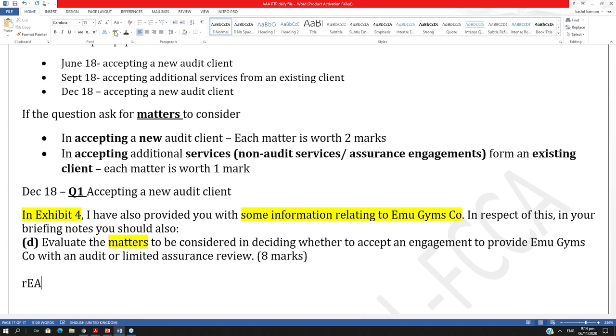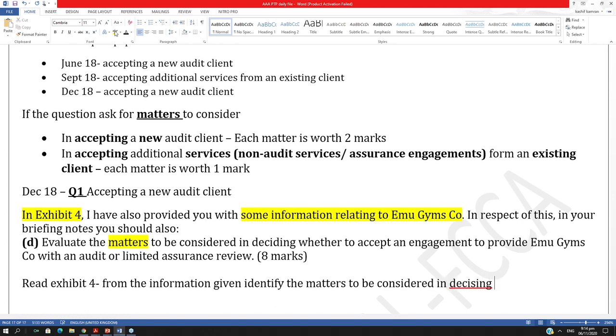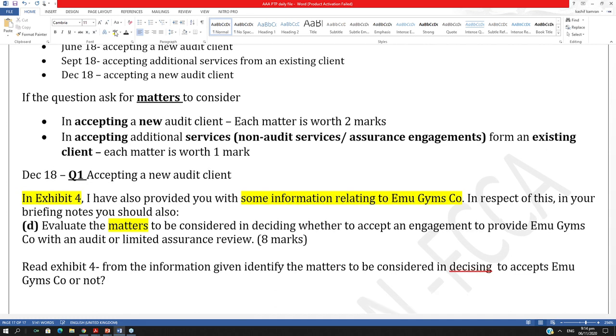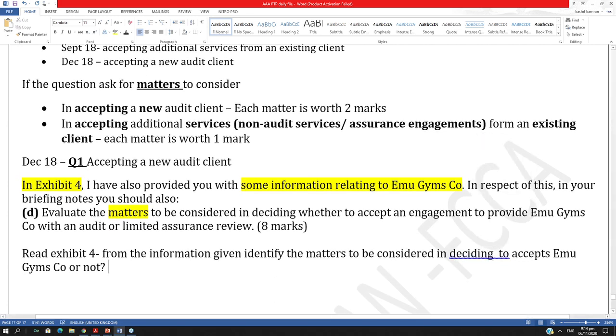So what you should do is read exhibit 4, and from the information given, identify the matters to be considered in deciding to accept Emu Gyms Company or not. Right, and the marks are 8. So 8 marks divided by 2 is equal to 4 matters.